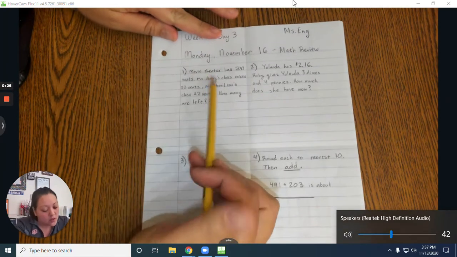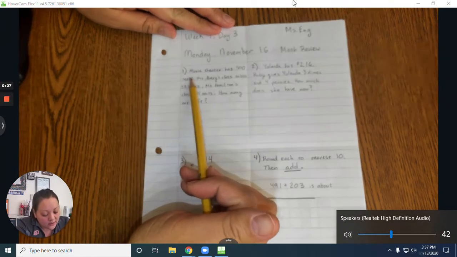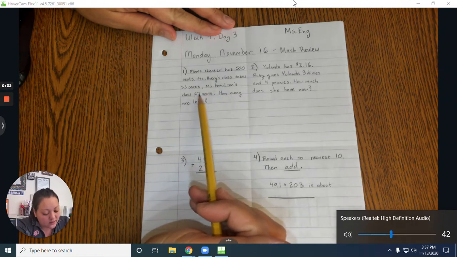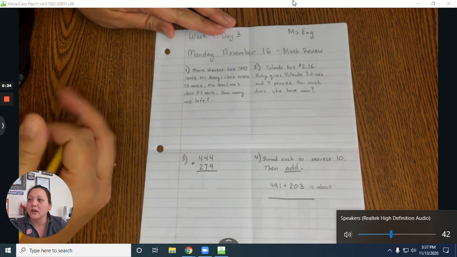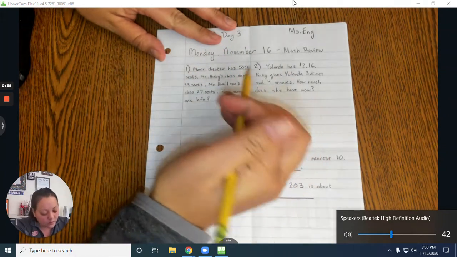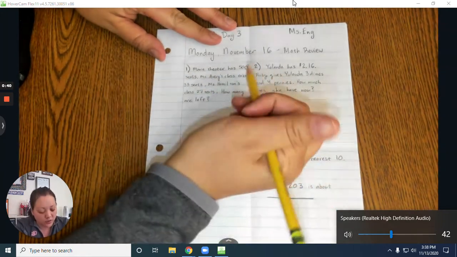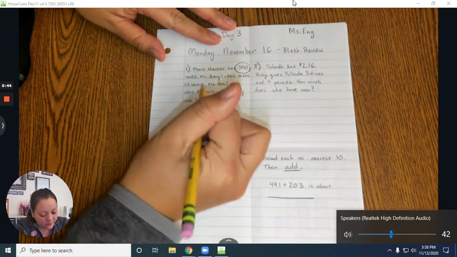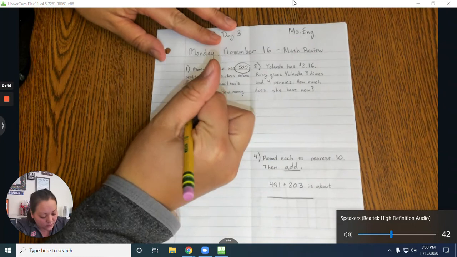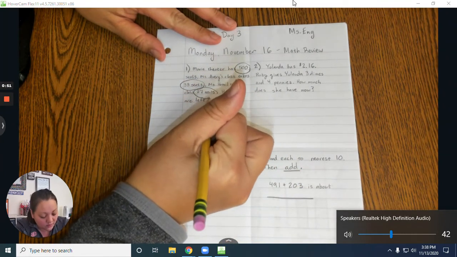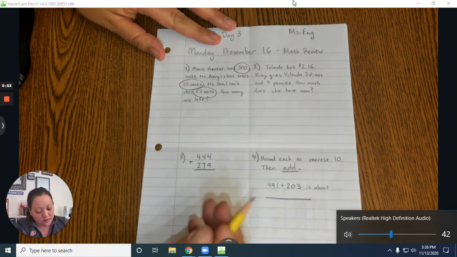So let's get started. A movie theater has 500 seats. Miss Avery's class takes 33 seats. Miss Hamilton's class takes 27 seats. How many are left? So what we know, the important numbers, we're going to circle the important numbers. We have 500 seats to start off with, and then we have 33 seats that go away for Miss Avery's class and 27 seats that go away for Miss Hamilton's class.